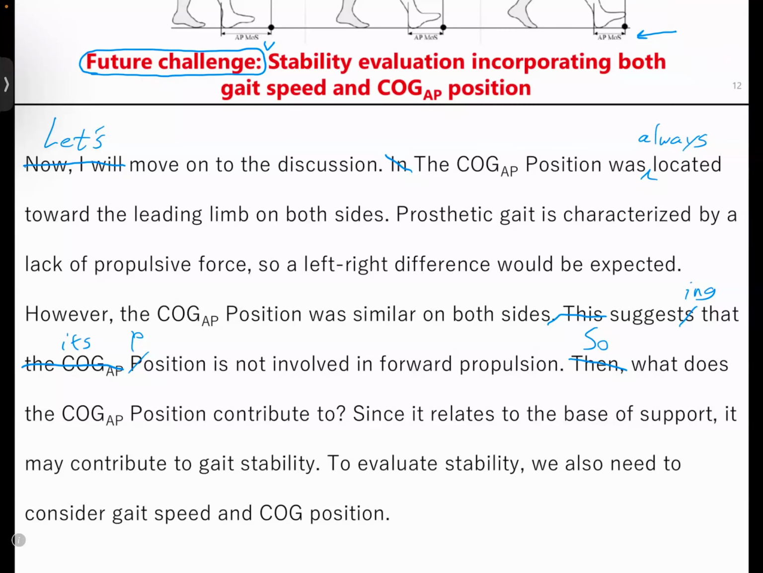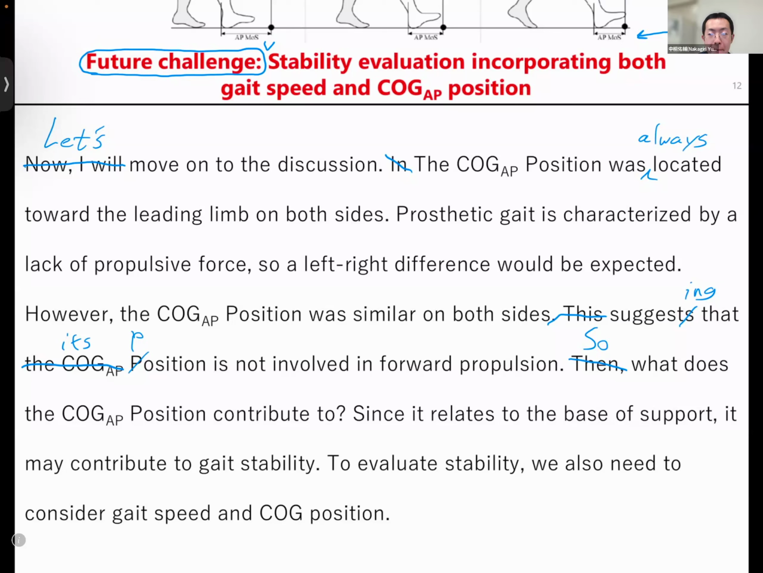Prosthetic gait is characterized by a lack of propulsive force. So a left-right difference would be expected.